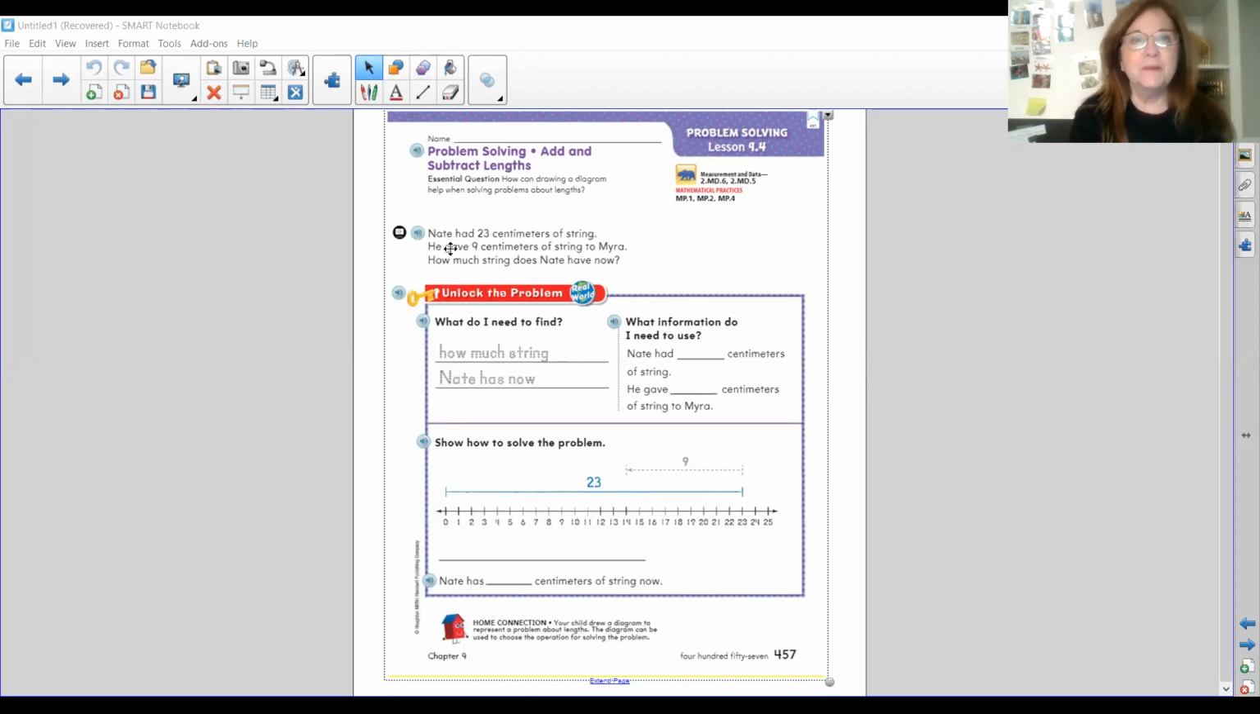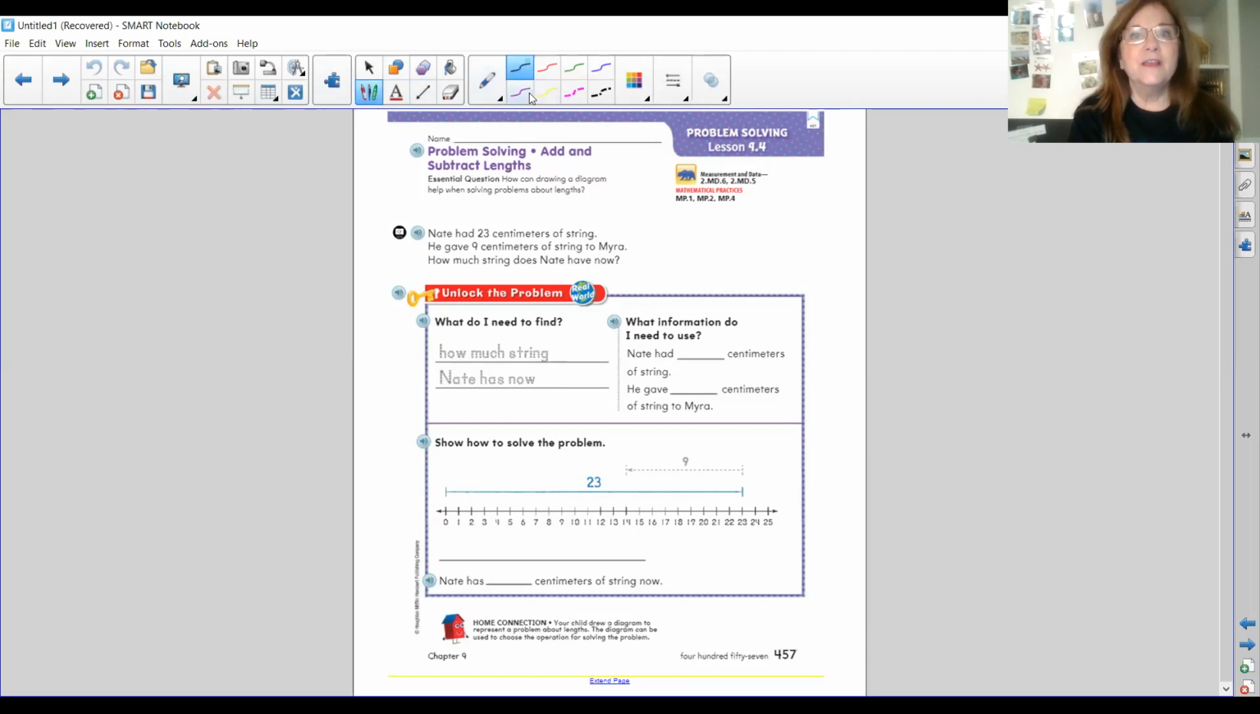So our first problem is, Nate had 23 centimeters of string. He gave 9 centimeters of string to Myra. So how much string does Nate have now? So to unlock the problem, the first thing that we need to find is how much string Nate has now. So it's always a good idea to underline the question. So how much string does Nate have now?